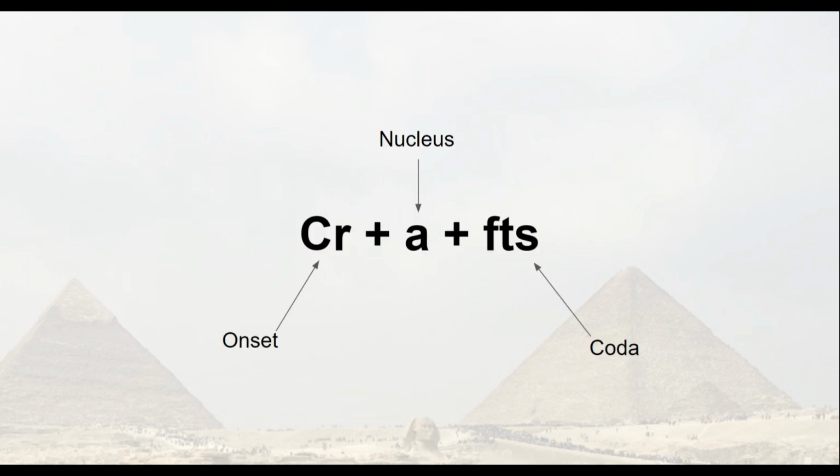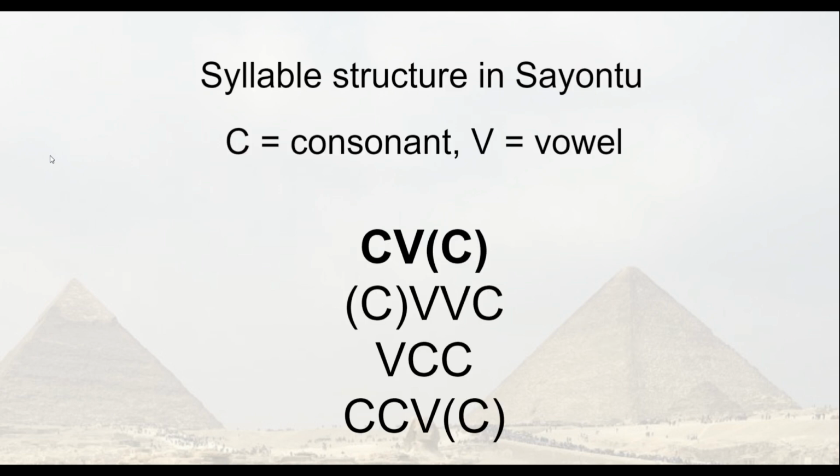Another example I give here is the word crafts, which has cr as its onset, plus its nucleus a, and its coda in this word. So remember these terms for the rest of the video, as they will be important.